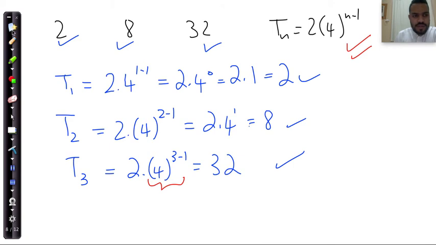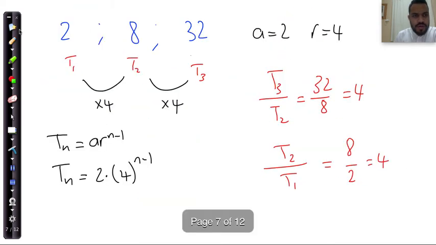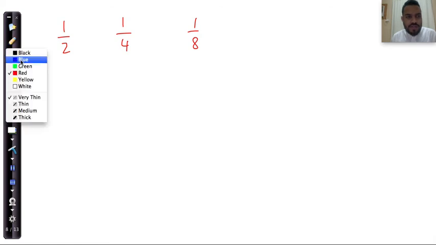So let's do the next one. The next sequence that we have is a half, a quarter, and an eighth. So let's put that down: a half, a quarter, and 1/8. Now we clearly know what the constant ratio is, but we're not going to do it that way. We're going to calculate the constant ratio using the formula for it.